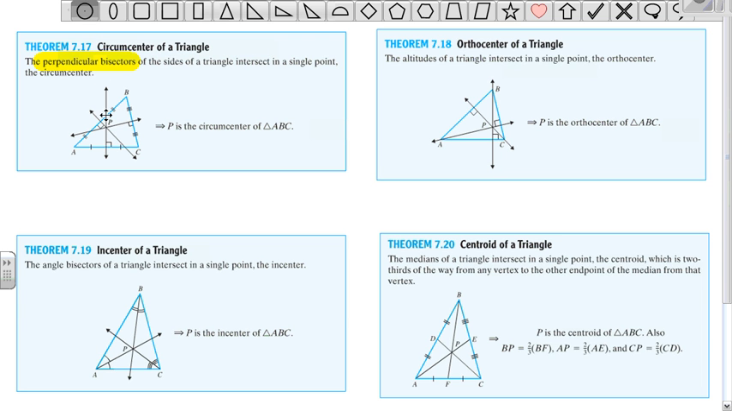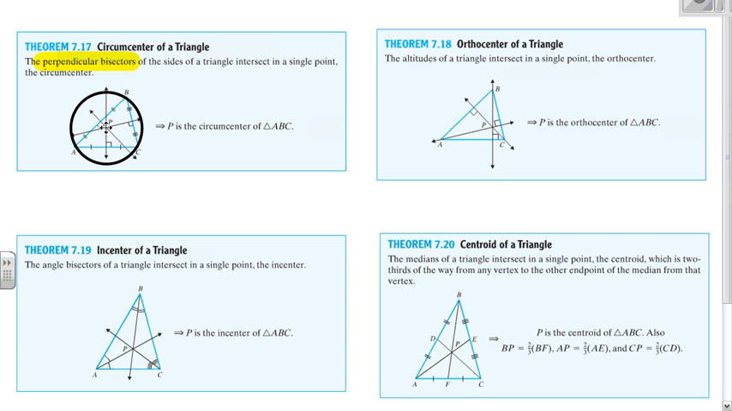and that one point is called the circumcenter, and it is the same distance from all of the vertices. So you could draw a circle that would circumscribe a triangle using the circumcenter as the center.